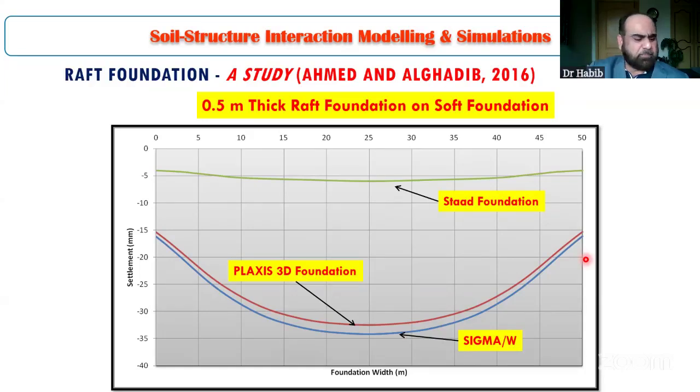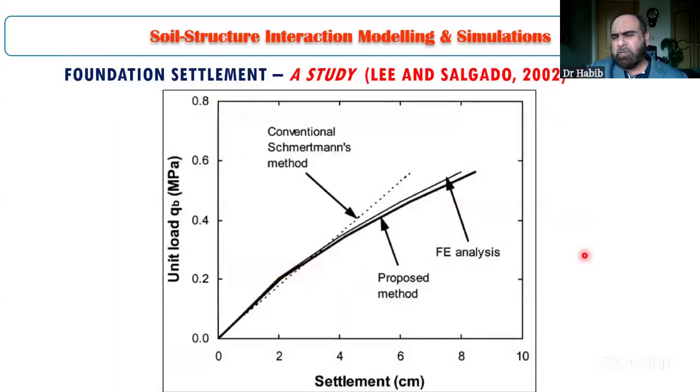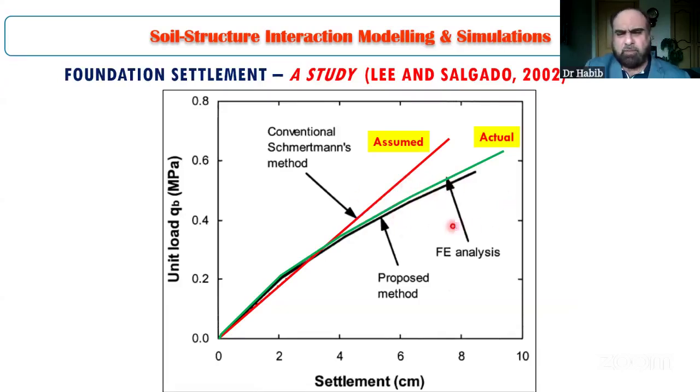This effect can be further reinforced by a study by Lee and Salgado, carried out in 2002. These gentlemen highlighted that if we go for an elastic model only, which is not the reality, while the soil behaves as elastoplastic, which is the actual behavior, we can see how far these are from each other. For any value of the load, like 0.5 MPa, there is a difference of a couple of centimeters between these two models.